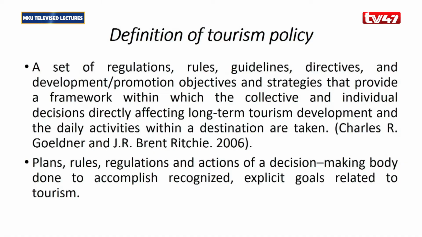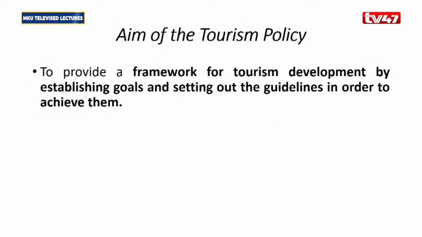We need to plan for the industry. You cannot plan outside the set guidelines. We need to set rules and regulations to govern our actions within the industry, and a policy is aimed at helping us in all those areas. Now, what are the aims of the tourism policy? The aim of the tourism policy is to provide a framework for tourism development by establishing goals and setting out the guidelines in order to achieve them.